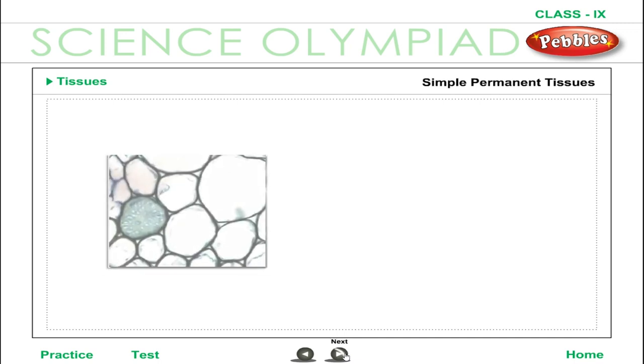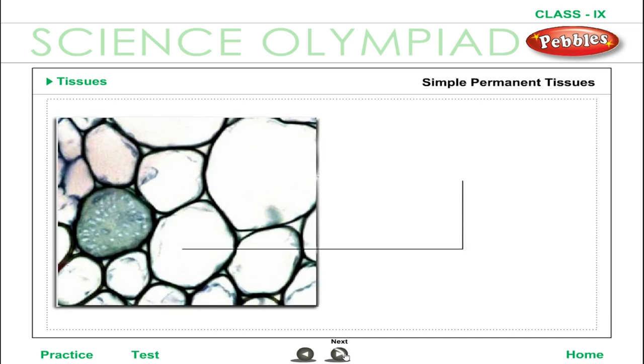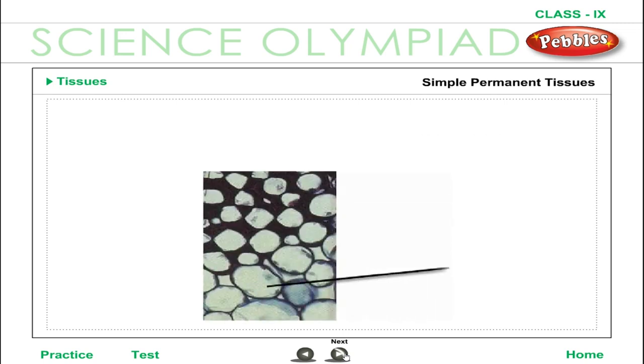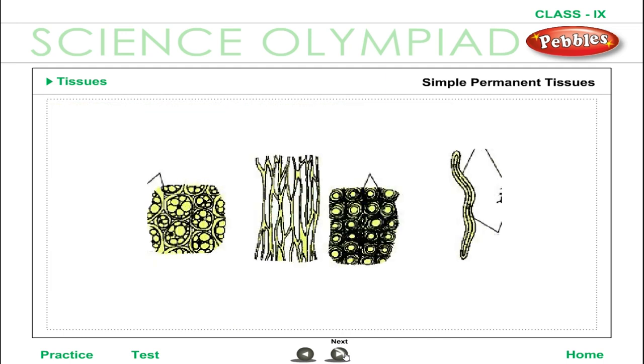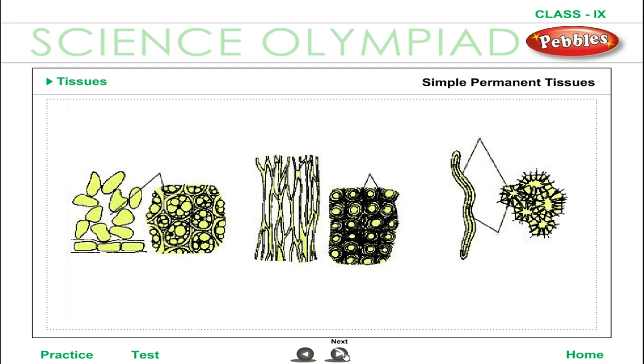Simple permanent tissue. A few layers of cells form the basic packing tissue. This tissue is parenchyma, a type of permanent tissue. It consists of relatively unspecialized cells with thin cell walls. They are living cells. They are usually loosely packed.